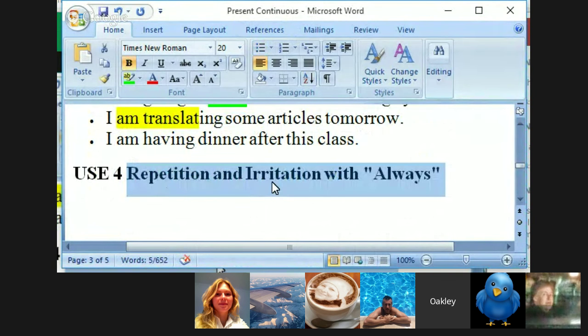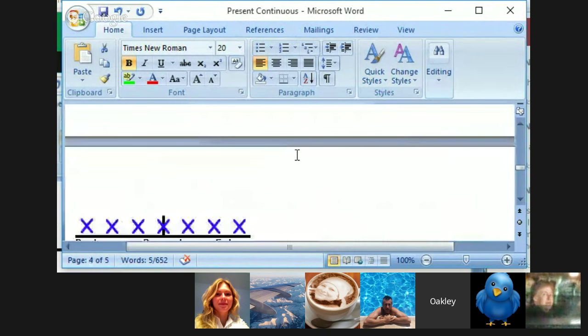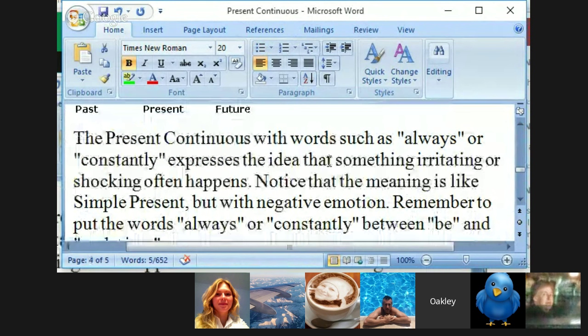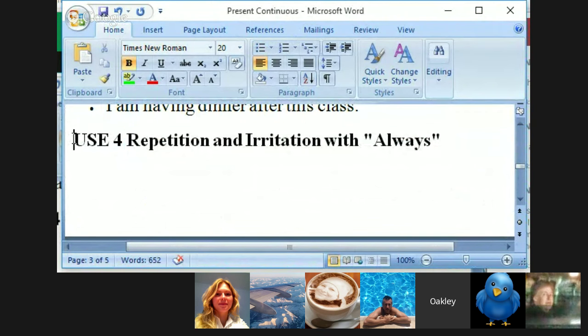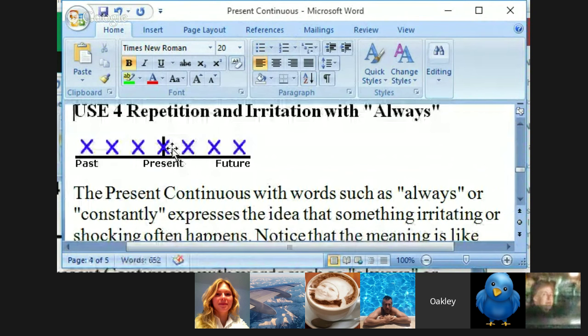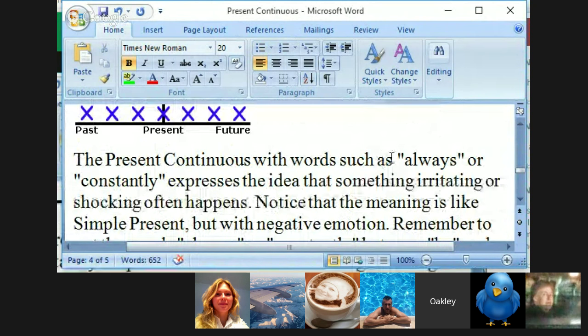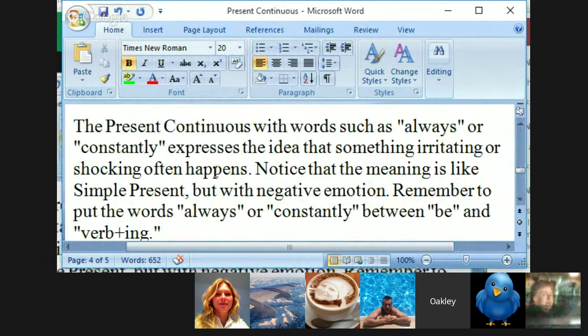Okay. Well, repetition and irritation with always. More repetition, irritation, surprise. Okay, something that happens over and over again. Hang on. All right. Let's talk about this. The present continuous, usually, with words such as always or constantly, expresses the idea that something irritating or shocking often happens, or unusual.